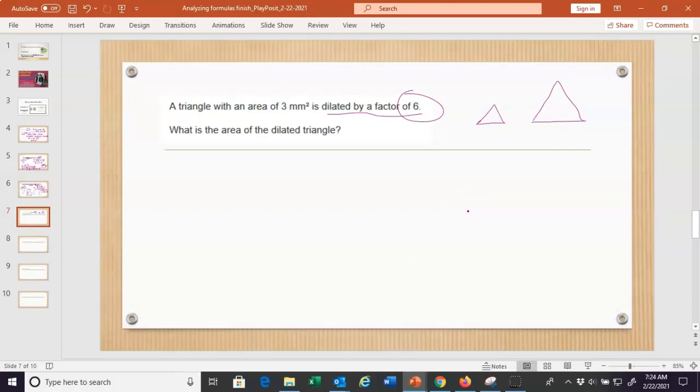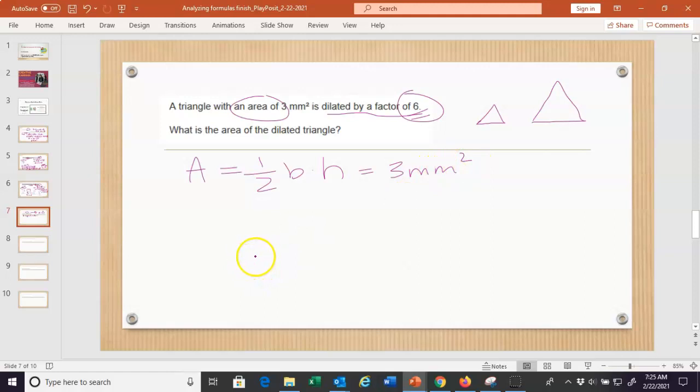I mean, you would think if you're going to dilate, 6 is not a fraction, right? So it's going to get bigger. So our area should get bigger because we're going to dilate each of these side lengths by 6. I'm going to show you how to do that. So we're talking about area. The area of a triangle is 1/2 base times height. Again, you'll just grab that right off your formula sheet. And it tells us that is 3 millimeters squared.